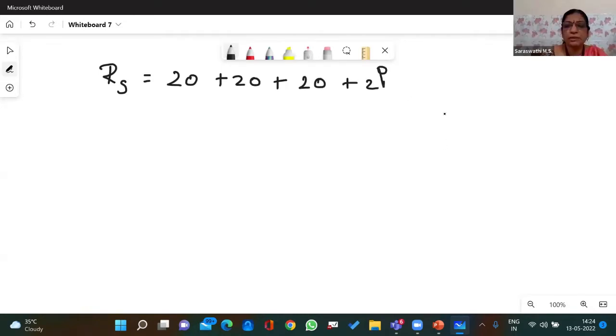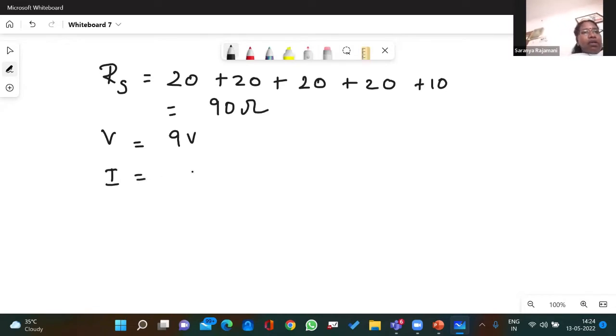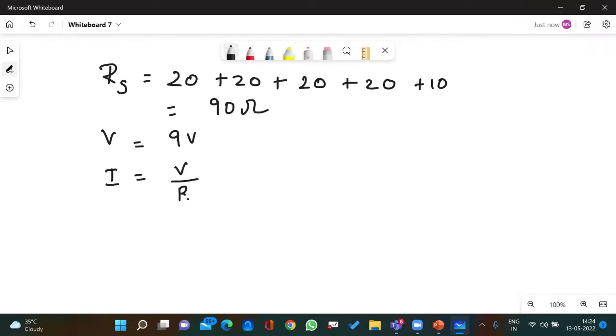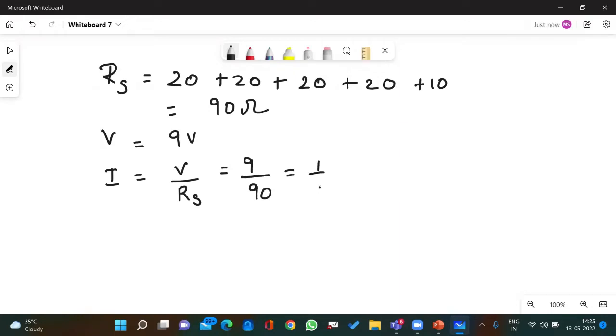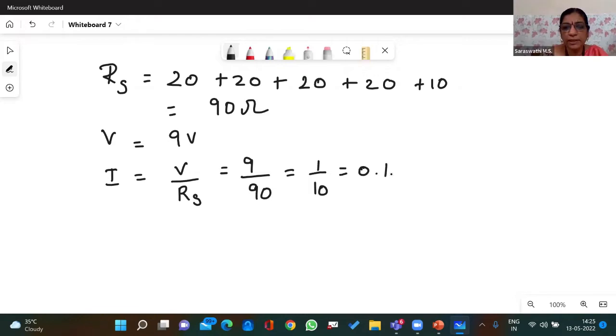Sorry, the net is not proper, it happens. One minute. 20 plus 10, ma'am. So this comes to 90 ohms, right? Yes, ma'am. 90 ohms. And V value is given to be 9 volts, right? 9 volts. So what is I? I is equal to V by RS, 9 by 90 ohm, which is 1 by 10. 0.1 amp, right? Yes, ma'am.